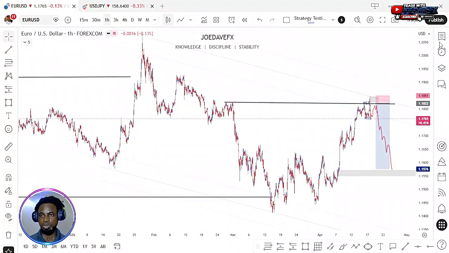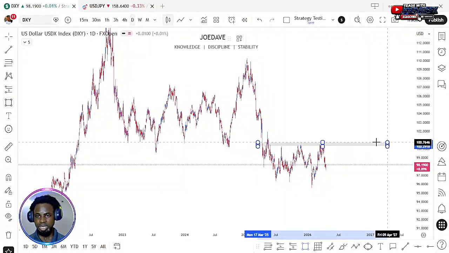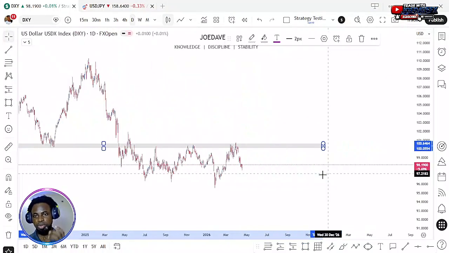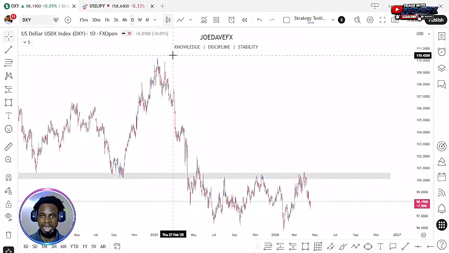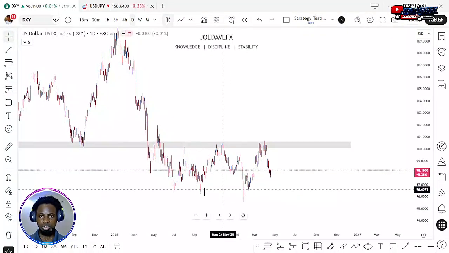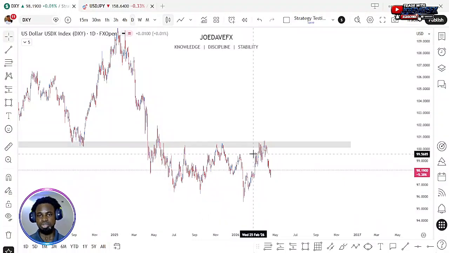So if you go to the DXY now, looking at the DXY chart from the daily time frame perspective, we actually know that price has been struggling to break above this stance and we have been seeing some dump. But if you zoom out, looking at price from here, we can see that right from this high all the way to this low, we are in a downtrend. And at that point, price started retracing.